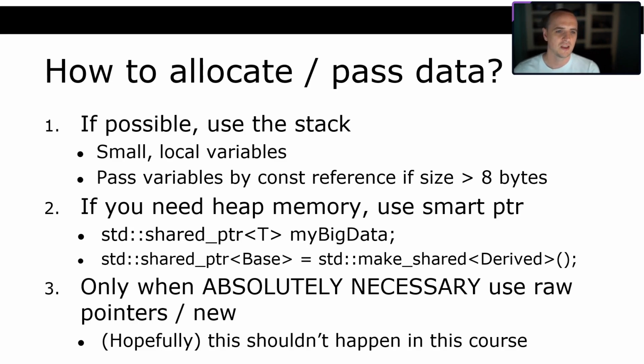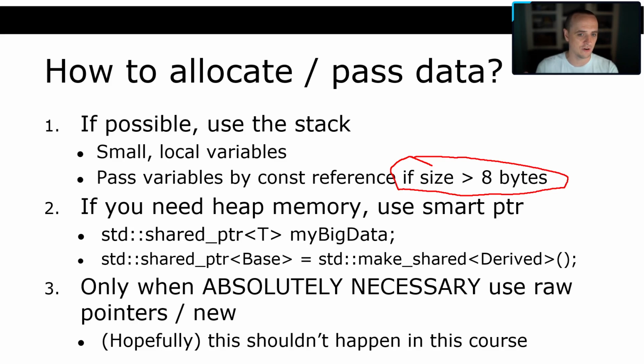Okay. So, with all that being said, what was the point of the last hour and 20 minutes? It was setting up how we are going to allocate and pass data for the rest of the course, because how we manage our memory is very important for game programming. So if possible, first, use the stack. So for small local variables, we're going to use the stack. And whenever we pass variables to functions, the rule is if the size of the data of that variable is greater than 8 bytes, pass it by a const reference. Otherwise, just pass the data by value.